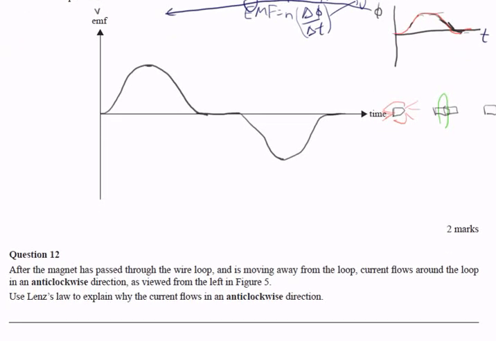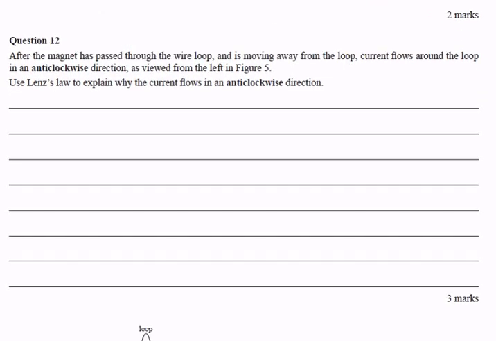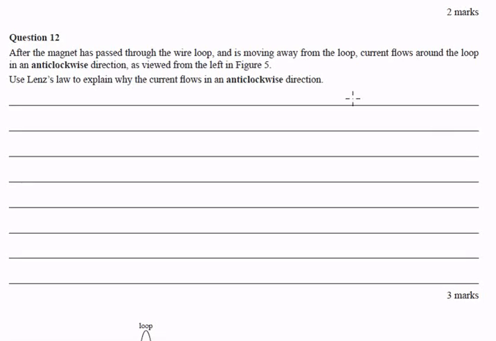And that's that one. Number 12 is probably the hardest question that students find in this exam, which is Lenz's law. Now this one here, after the magnet has passed through the loop and is moving away from the loop, current flows around the loop anti-clockwise. They've given us the answer in this one, and they want us to use Lenz's law to explain why that's the answer. So we have to do the explanation.